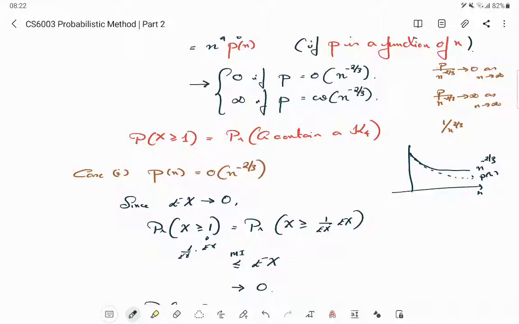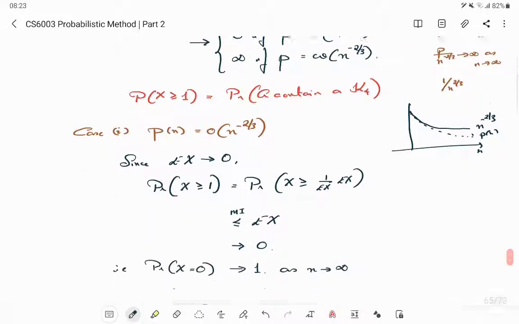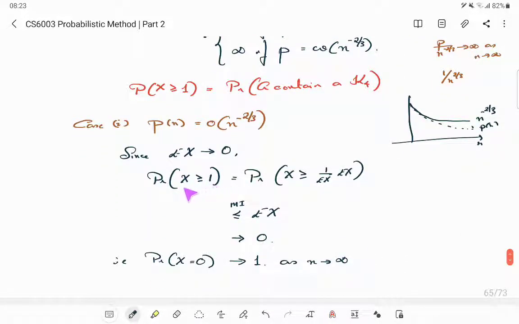So the premise for Markov's inequality is there, and it gives you 1 by this constant, which is okay. I had already written this here, which is by Markov's inequality at most E of x, and this upper bound tends to 0, which means since probability is a positive quantity, it is sandwiched between 0 and an upper bound which goes to 0. So this probability also goes to 0.